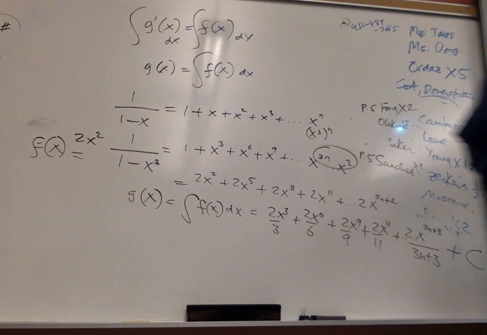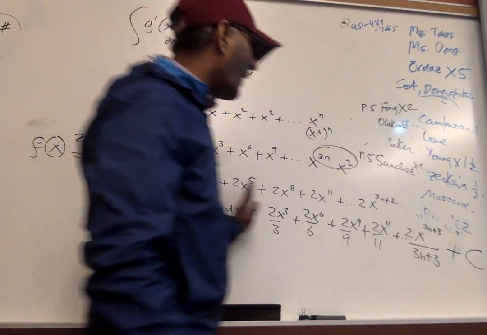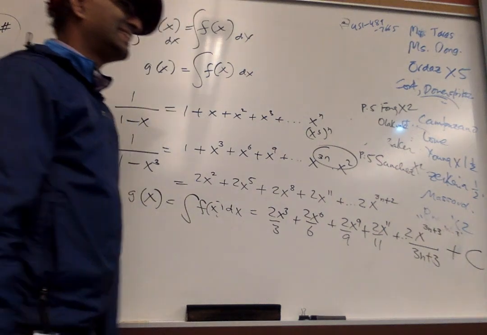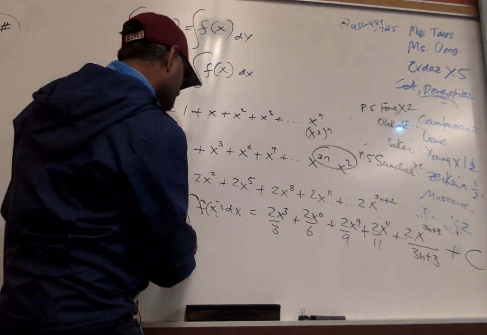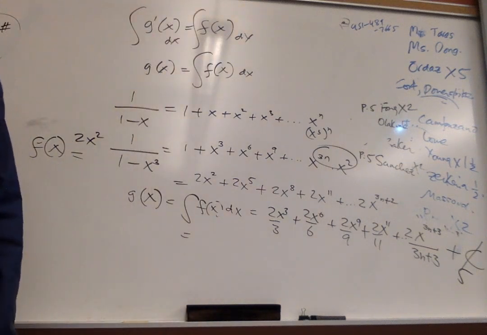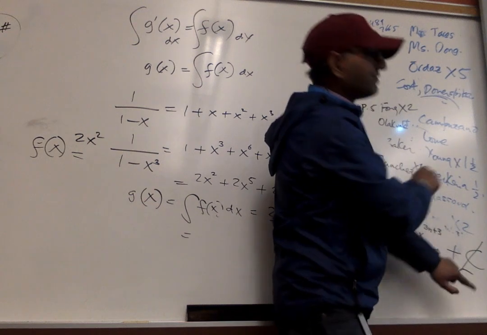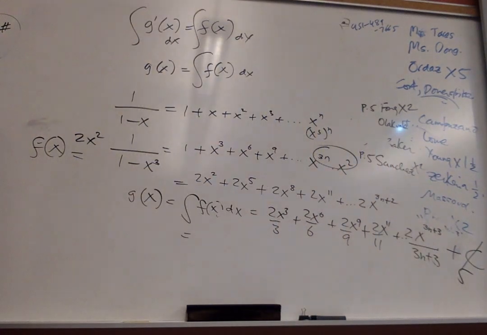Now, why did they give us this information? g of 0 is 5. If I plug in 0, will all of these collapse? So what is C then? 5. Thank you. So the final answer is actually that guy. So write down plus 5. I hope you understand why. If you're writing good notes, next to that write down in parentheses g of 0 is 5, so you know where that 5 is coming from.